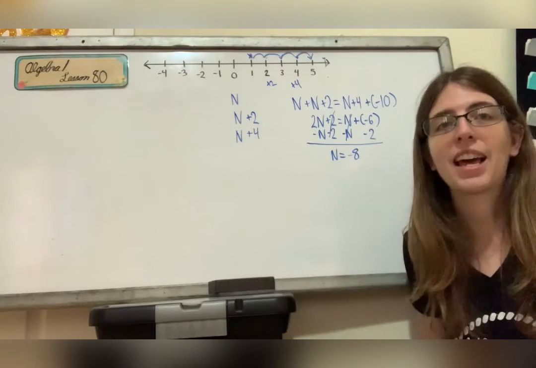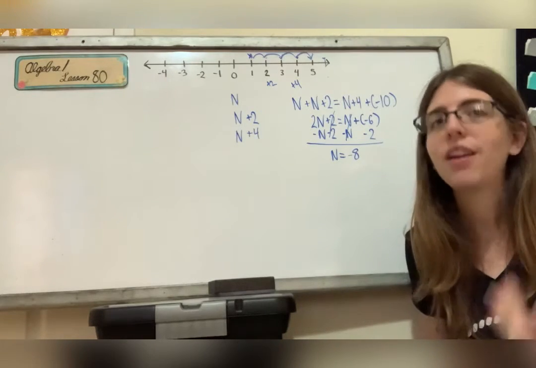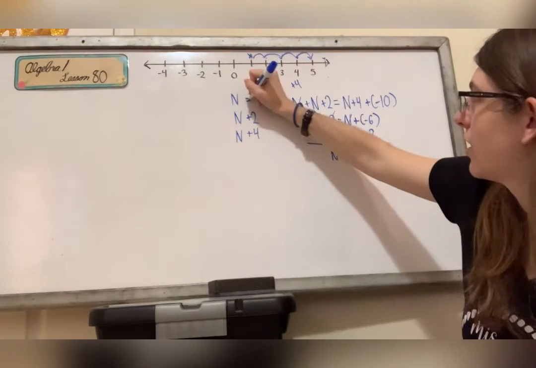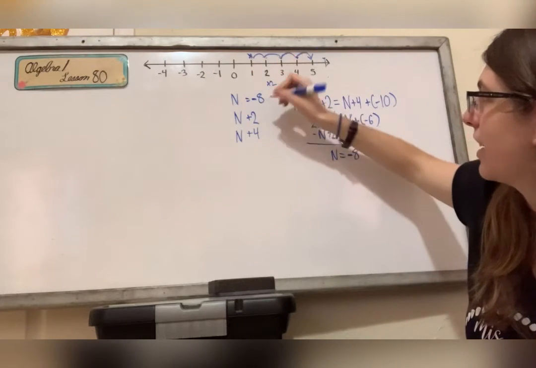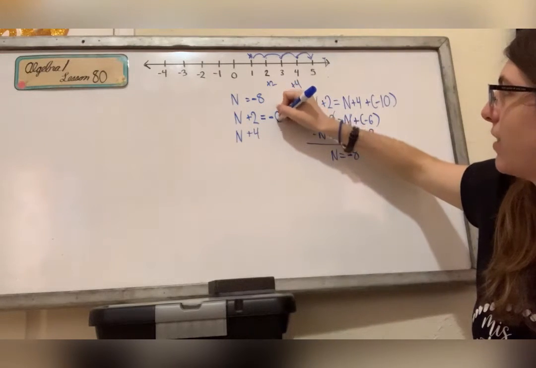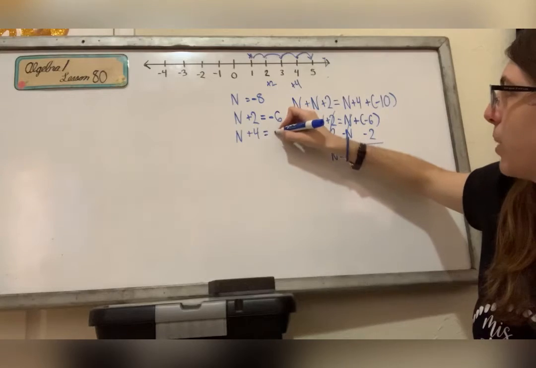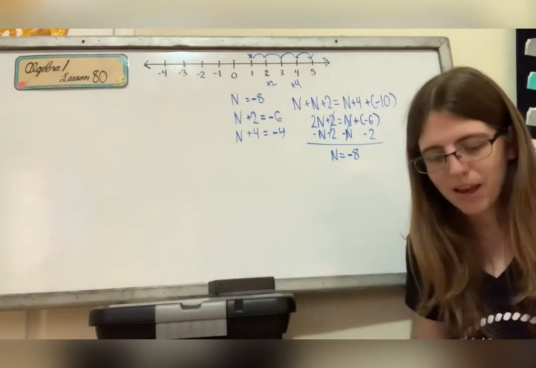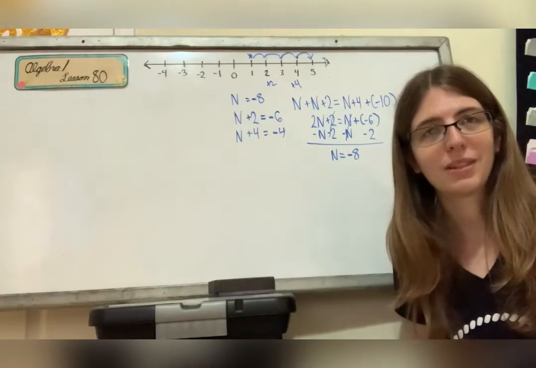Now always check, is that an even number like I was looking for? Yes, it is. It's hard for you to see that negative. So my first integer is negative 8. Negative 8 plus 2 equals negative 6. Negative 8 plus 4 equals negative 4. So those would be my consecutive integers. Let's try another one.